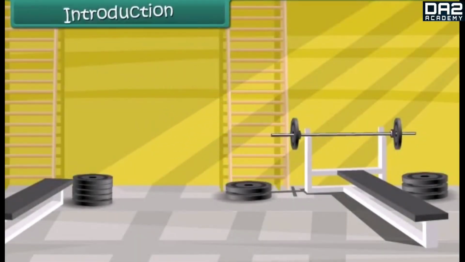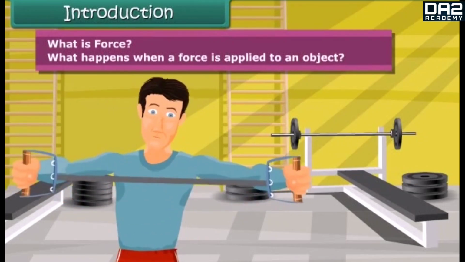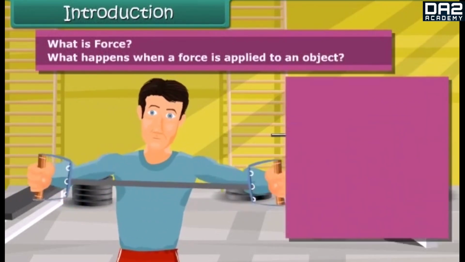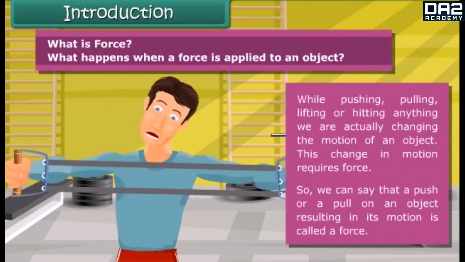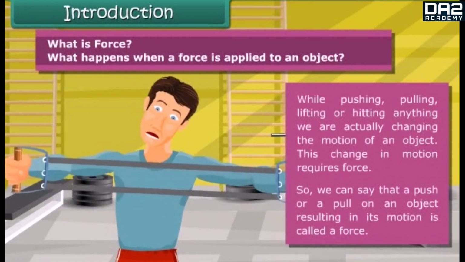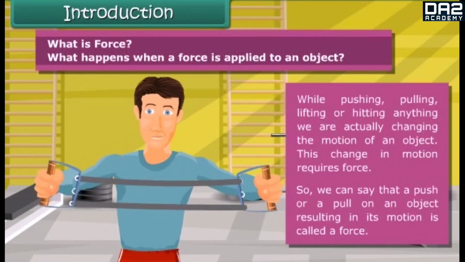Introduction. What is force? What happens when a force is applied to an object? While pushing, pulling, lifting or hitting anything, we are actually changing the motion of an object. This change in motion requires force. So we can say that a push or a pull on an object resulting in its motion is called a force.